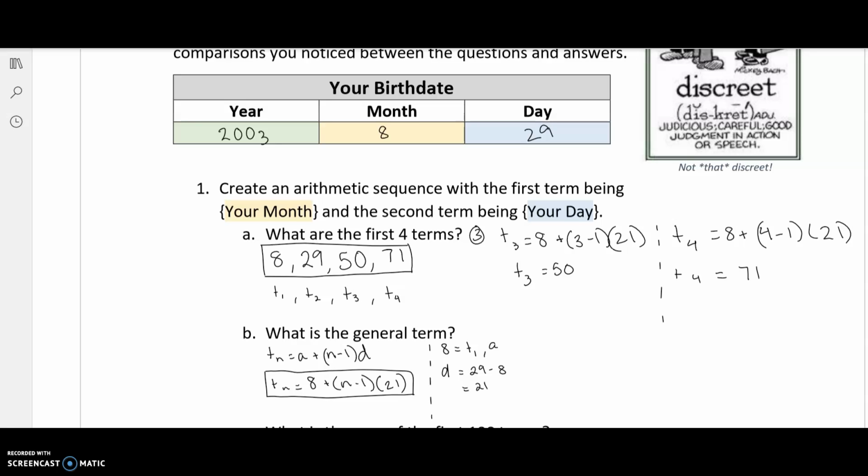So firstly it asks for my birthday, so my year is going to be 2003, my month is going to be the 8th, and my day is going to be the 29th.